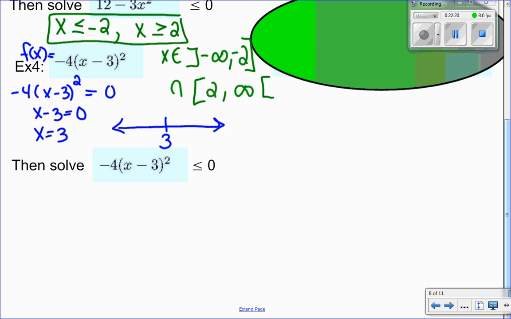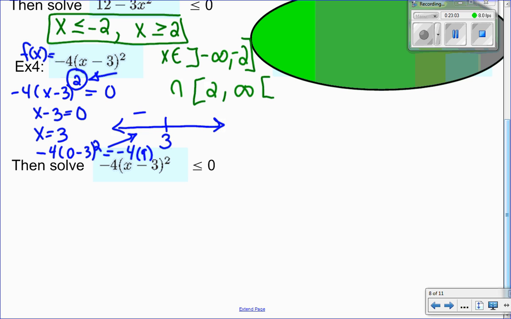So we've got our sign diagram. x equals 3 is our only 0. And look, our 0 is squared for the first time. It's to an even power, which means it's not going to alternate. It's going to stay the same between the interval before and after that 0. So if we look at when x is 0, which is less than 3, we'll have negative 4 times 0 minus 3 squared. Okay, so negative 4 times a positive 9, which is going to give us a negative number.